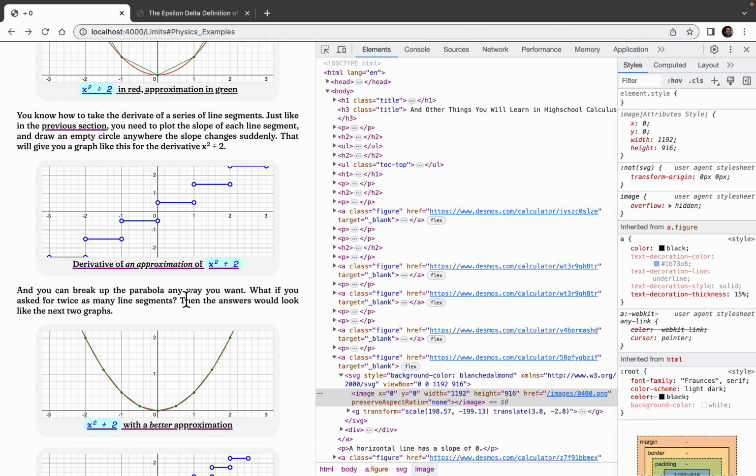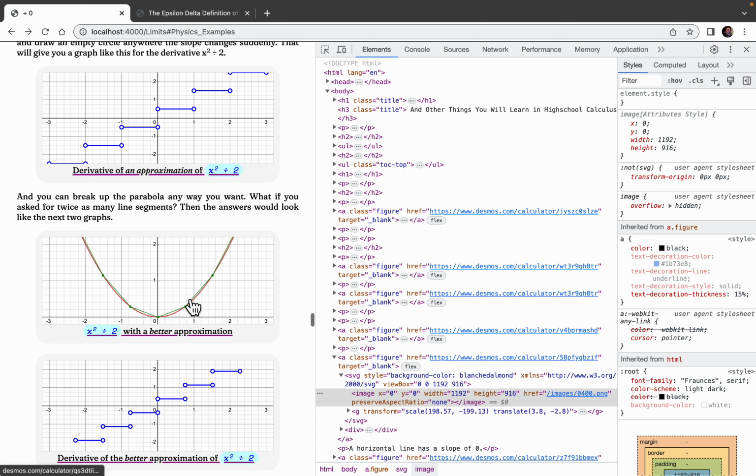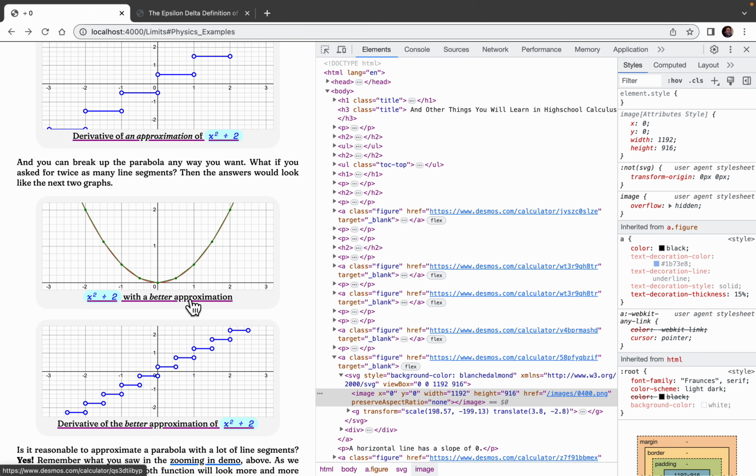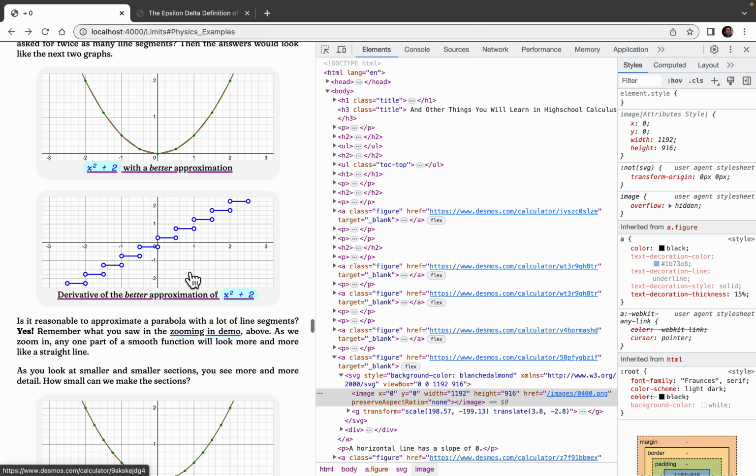And you can break the parabola up any way you want. What if you asked for twice as many line segments? Then the answers would look like the next two graphs. Is it reasonable to approximate a parabola with a lot of line segments? Yes. Remember what you saw in the zooming in demo above.